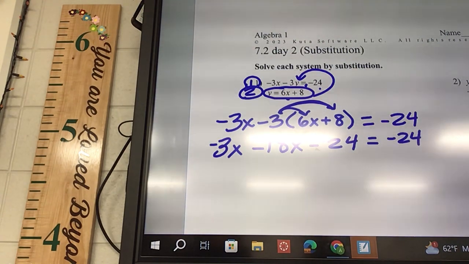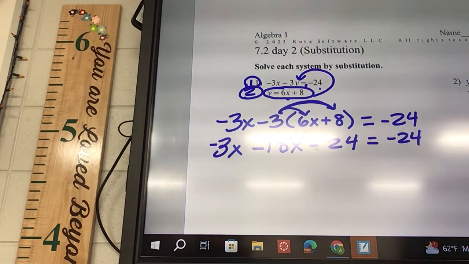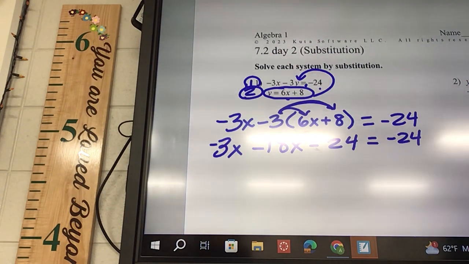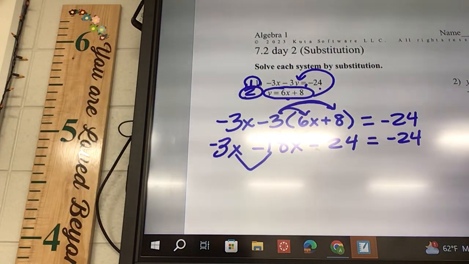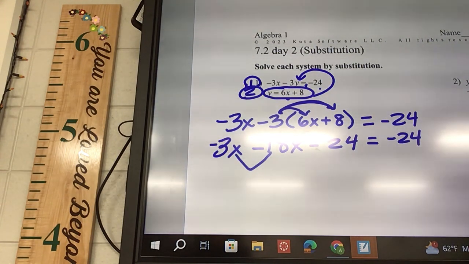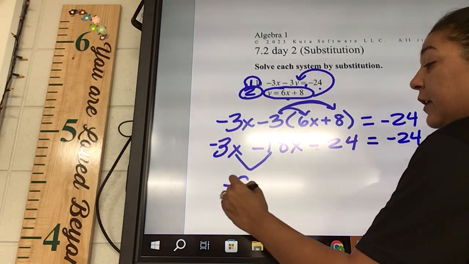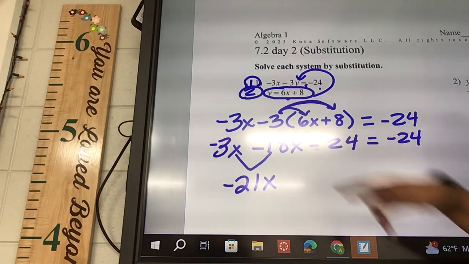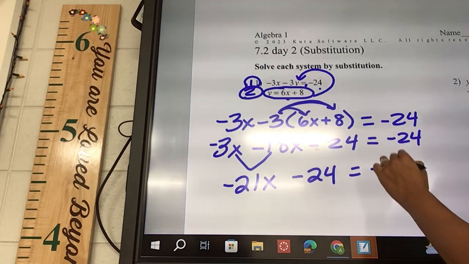Okay, and then what did we figure out from yesterday? The x's. We're going to combine the two x's, so a negative 3 and a negative 18. On your calculator, type in minus 3, minus 18. What is that going to give you? Negative 3 minus 18. Negative 21. So you're going to get a negative 21x. Because we combined these two, it just becomes 1. Okay, and then I have a minus 24 equals a negative 24.